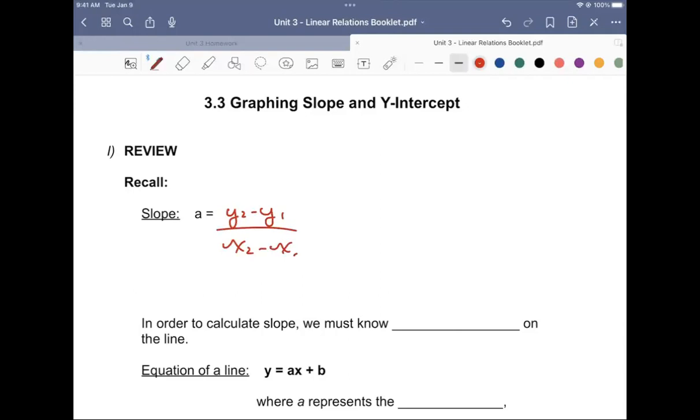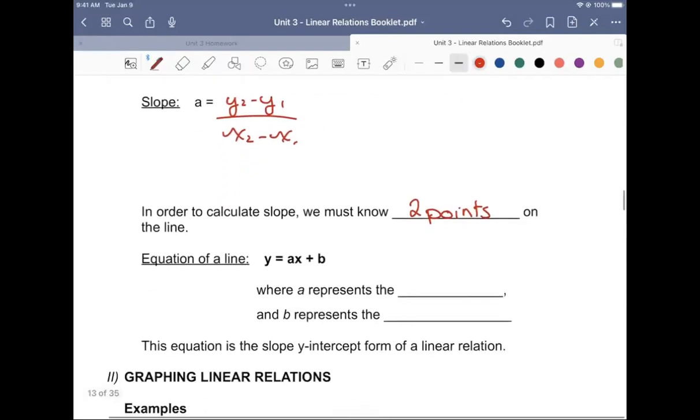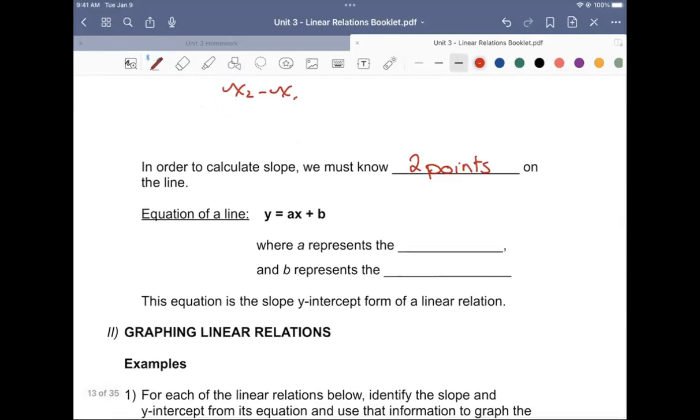So in order to calculate slope, we must know 2 points on that line. Otherwise, we don't have enough information for y2 and y1 and x2 and x1. Remember that y equals ax plus b, where a represents the slope and b represents the y-intercept. This is what we call the slope y-intercept form. We are going to go over what's called the standard form of a line in another lesson, but we are just going to be focusing on the slope y-intercept form for today.